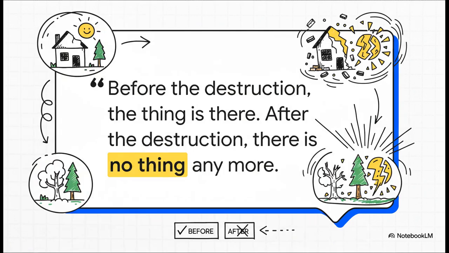And this next part just drives the point home perfectly. This single sentence tells a whole story. It paints a perfect before and after picture using the most basic words imaginable. Before the destruction, the thing is there. After the destruction, there is no thing anymore. I mean, come on. That is the magic of basic English right there in action.